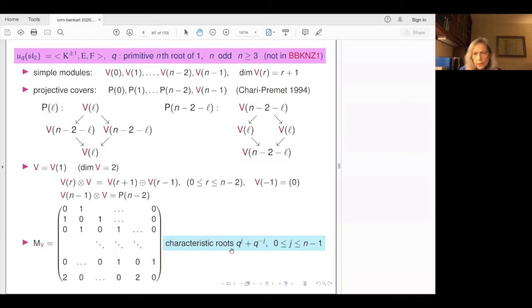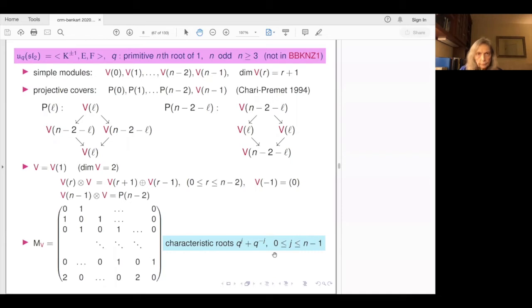But what else do you notice about these characteristic roots? Well, if you take j equal 1, or if you take j equal n minus 1, you get the same root. So these roots occur in pairs, and so you have repeated roots. So everything for j not 0 is going to be a repeated root here.